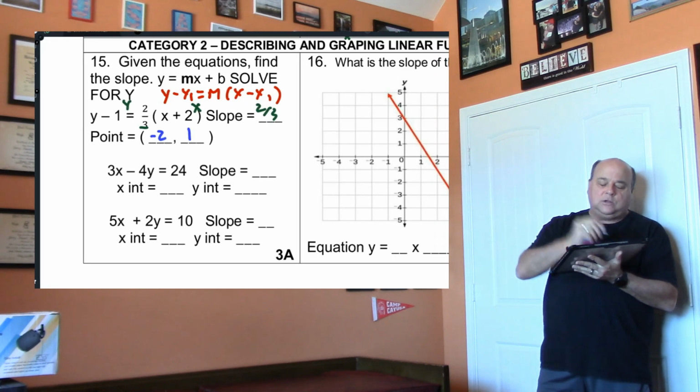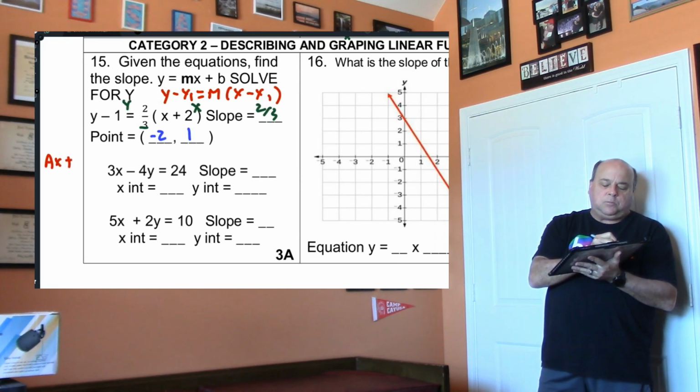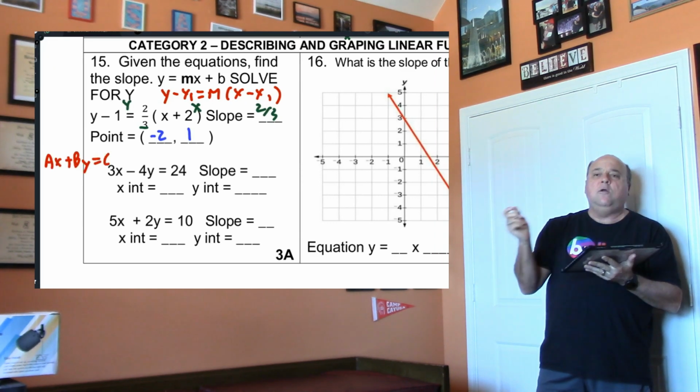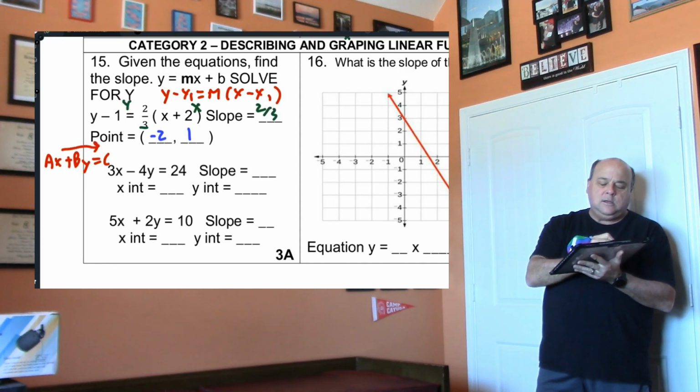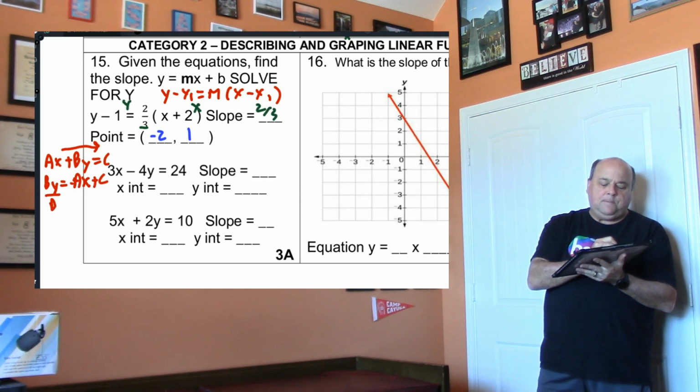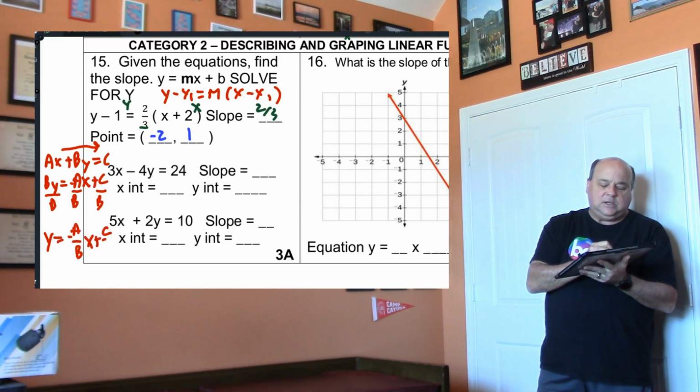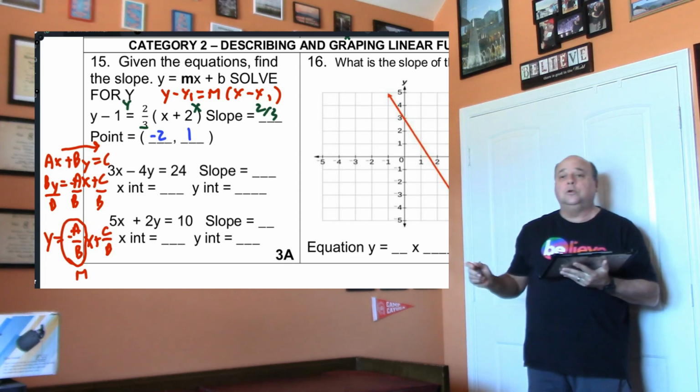Continuing on, write this on the left side: AX plus BY equals C. We're going to solve this for y. So the A would go over and then divide by B. You would get y equals negative A over B x plus C over B. The negative A over B is your m, or your slope.